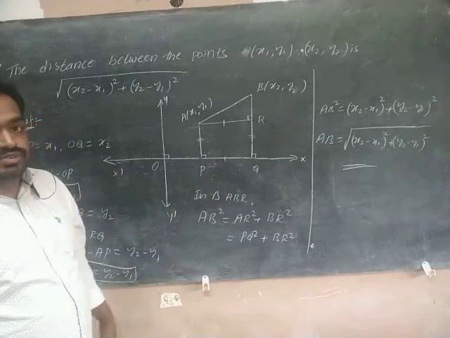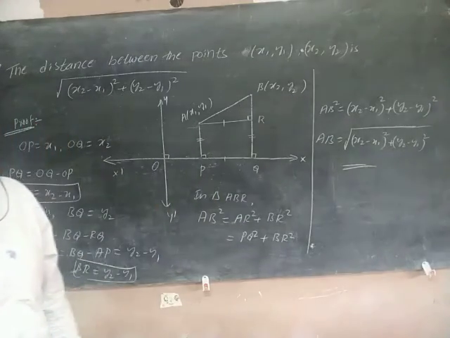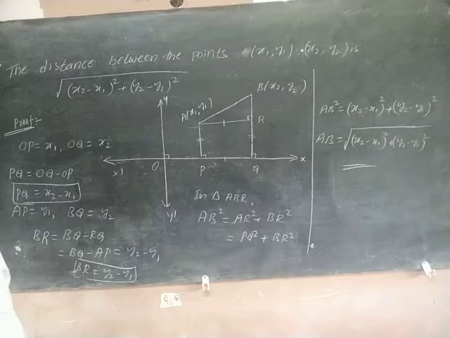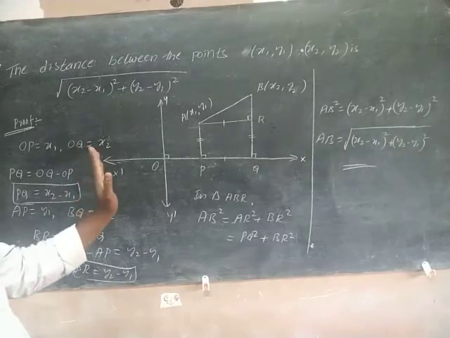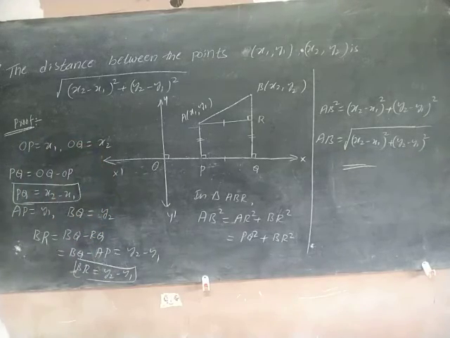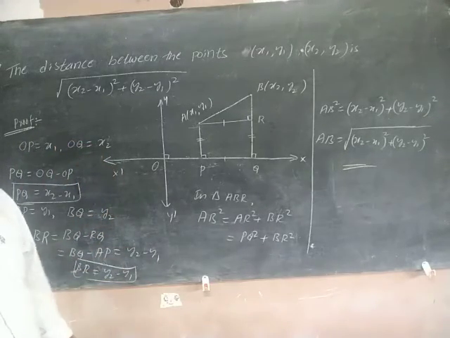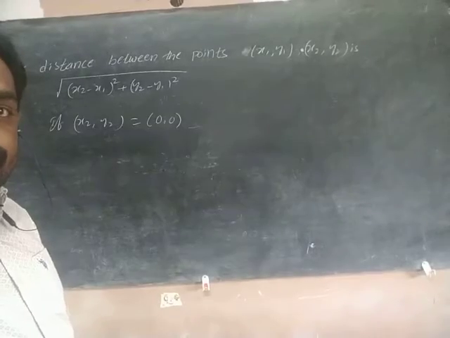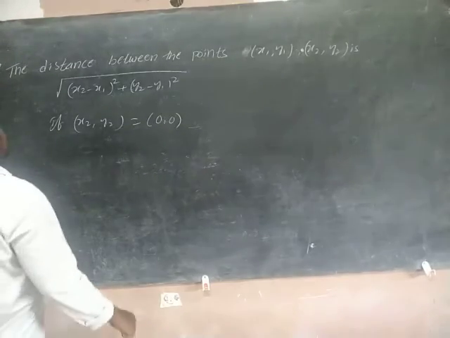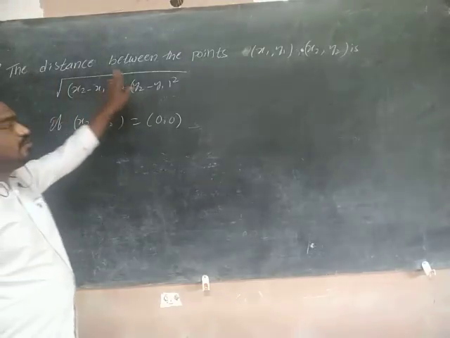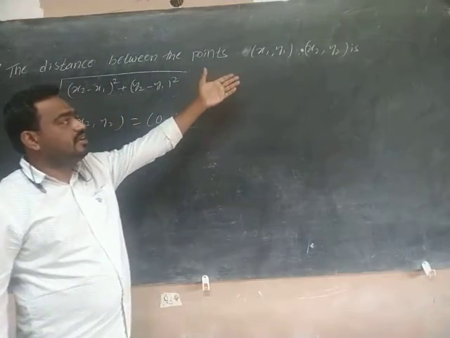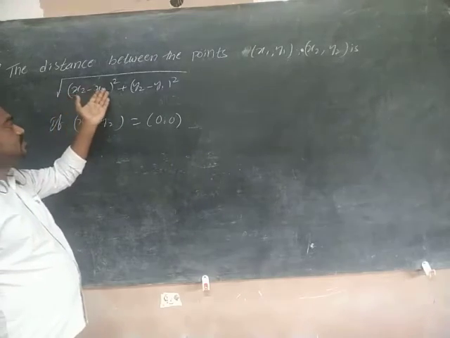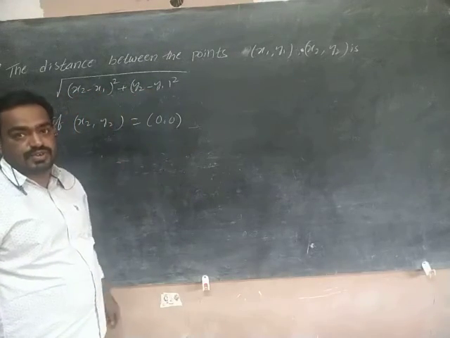Okay, so this is the distance between the 2 points. You watch twice, then you will understand easily, and you remember this proof of the distance between the 2 points. Okay. Now the distance between the 2 points x1 comma y1 and x2 comma y2, as we proved, is square root of x2 minus x1 square plus y2 minus y1 square.